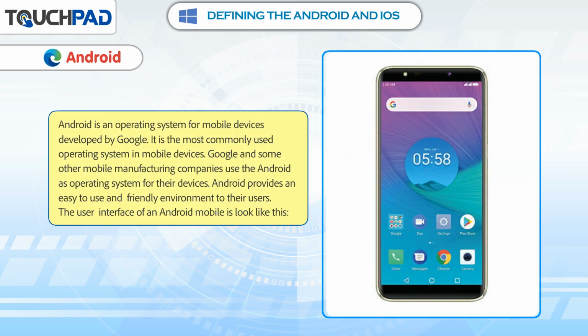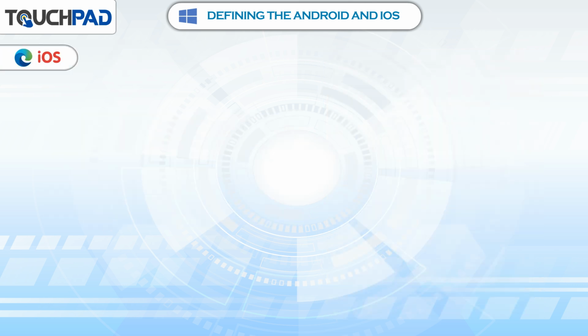Android is an operating system for mobile devices developed by Google. It is the most commonly used operating system in mobile devices. Google and some other mobile manufacturing companies use the Android as operating system for their devices. Android provides an easy-to-use and friendly environment to their users. The user interface of an Android mobile looks like this.